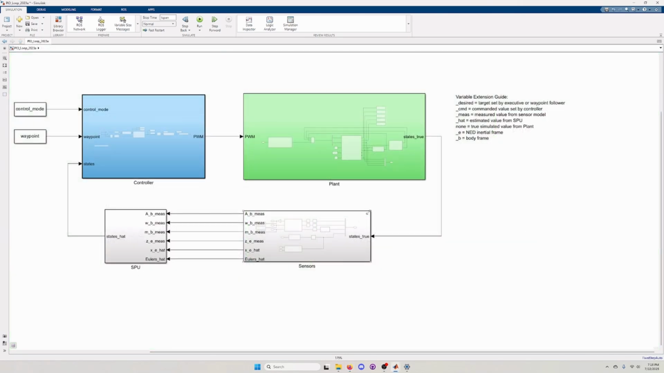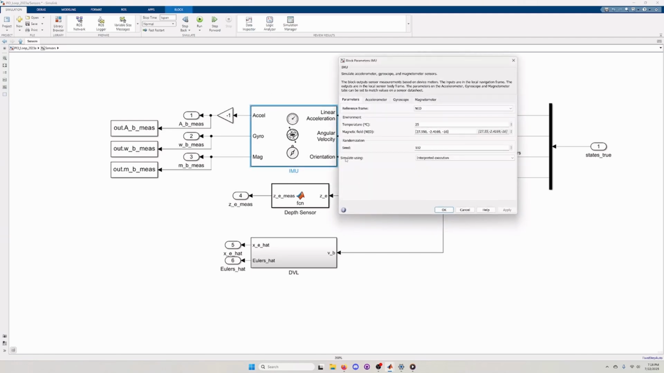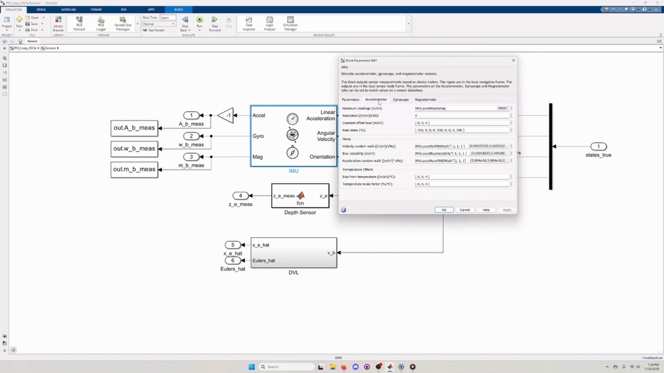In the sensor subsystem, we use MATLAB's built-in inertial measurement unit model, along with custom models for the depth sensors, downward-facing camera, and Doppler velocity logger. These models use statistics from tests or the sensor's datasheets to simulate the noise and bias and apply them to the simulated true states from the plant model. These sensor noise models are critical to assure that the control system we design in Simulink will perform similarly in hardware.